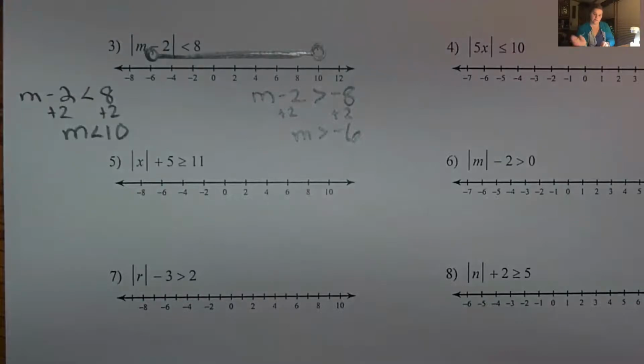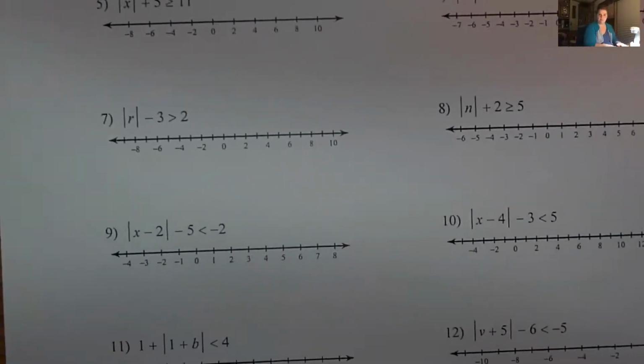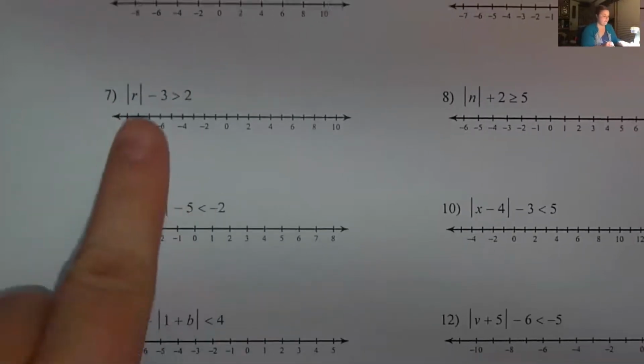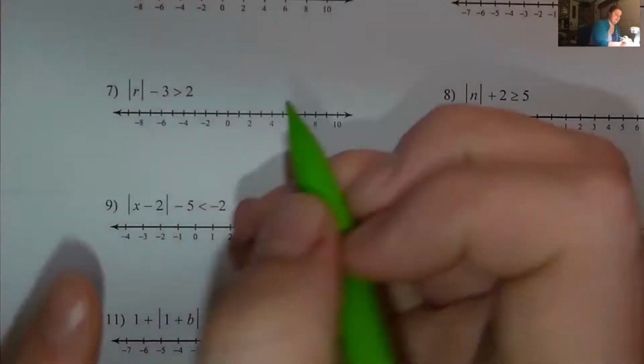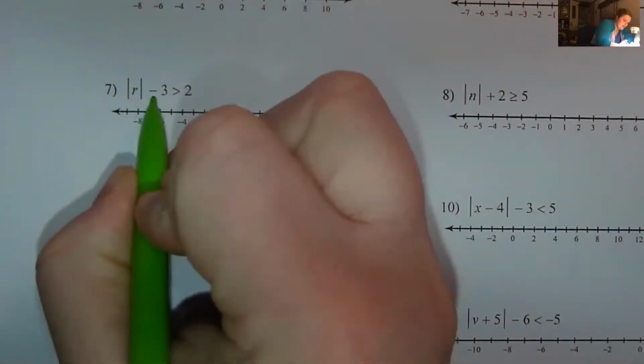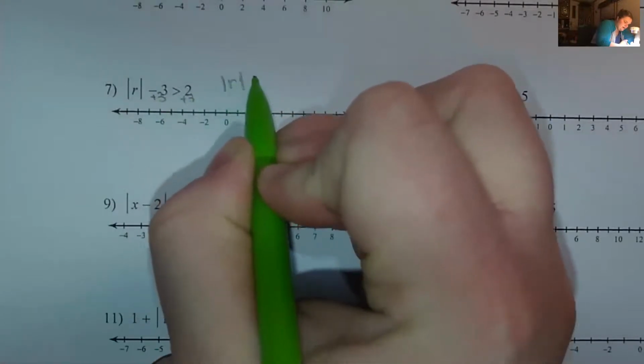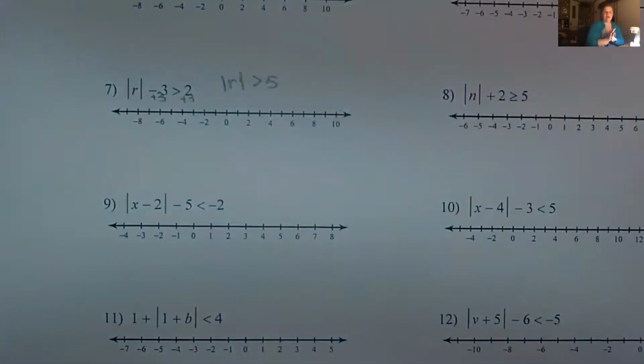Let me look through the worksheet. Yep. So that's how you do number 3. Let's look at number 7. I'm going to do a few with you so that you get the hang of it. Is the absolute value by itself? No. I have to get rid of that minus 3 first before I set up my two problems. So I'm going to add 3 to both sides. So I have absolute value of r is greater than 5. Now is the absolute value by itself? It sure is.